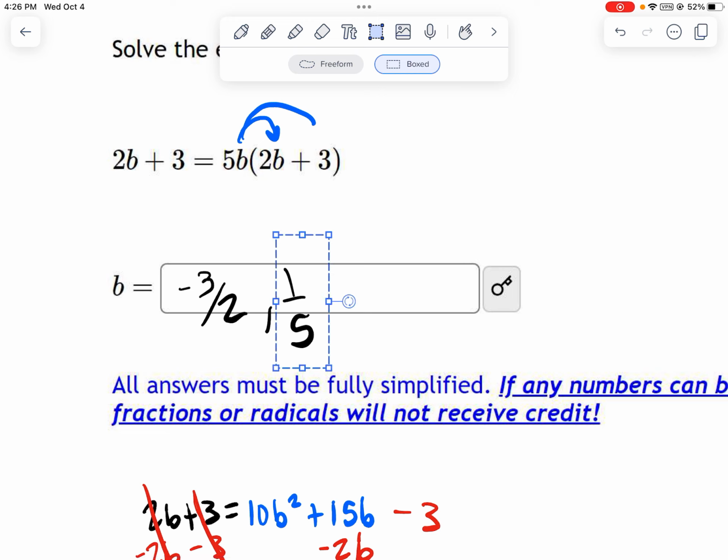Let me shrink that so it fits inside the box a bit better. So negative 3 halves and 1/5.